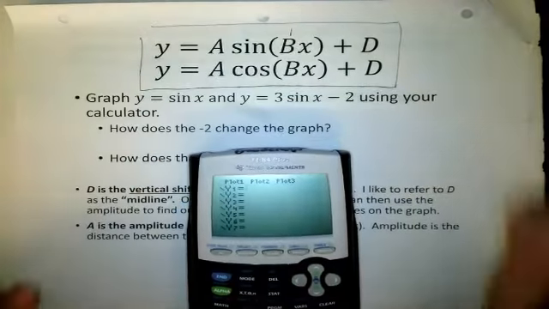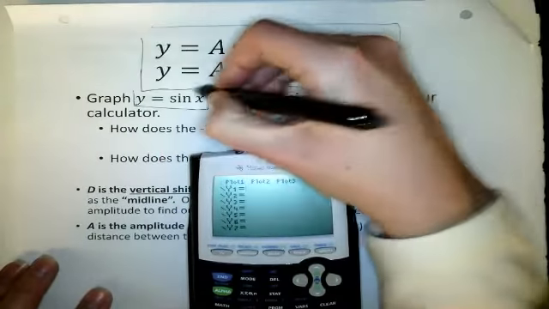In your calculators, would you please put y equals sine of x into y1?